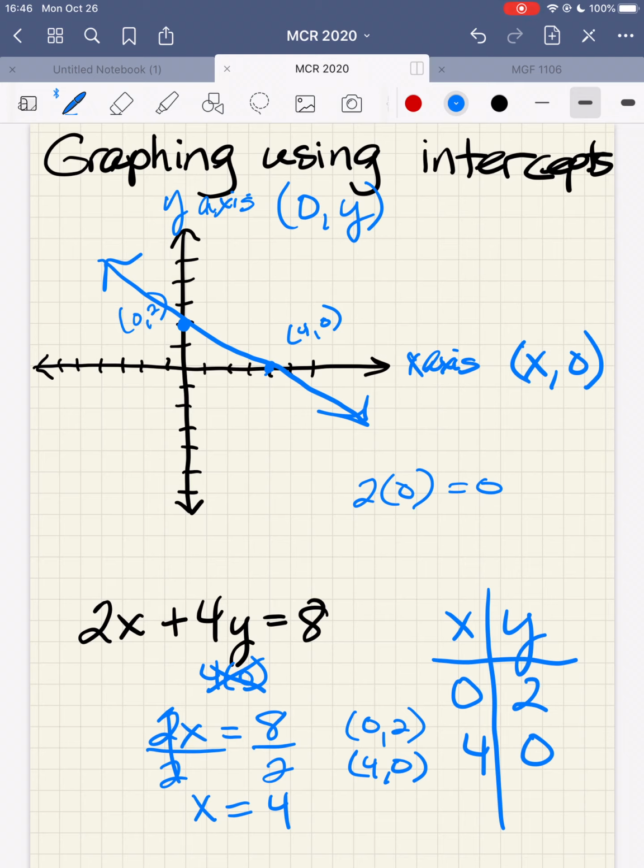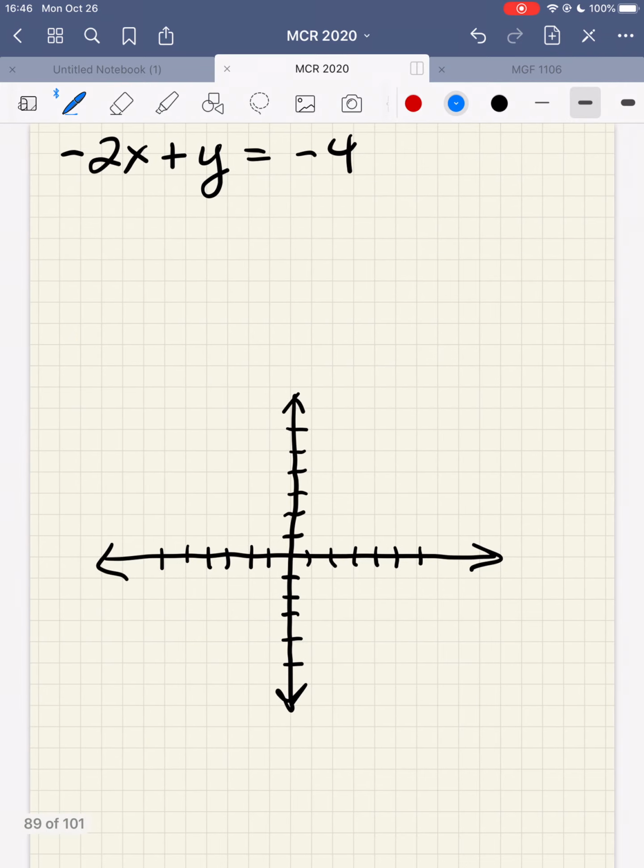Could I use any other point? Not if they tell me to use graphing by intercepts. If they say, hey, just graph this, you can pick whatever points you want. But if you haven't discovered yet, intercepts are actually going to be your friend. It's going to make the math very easy, especially when it's in standard form like this. Let's go ahead and look at another one.